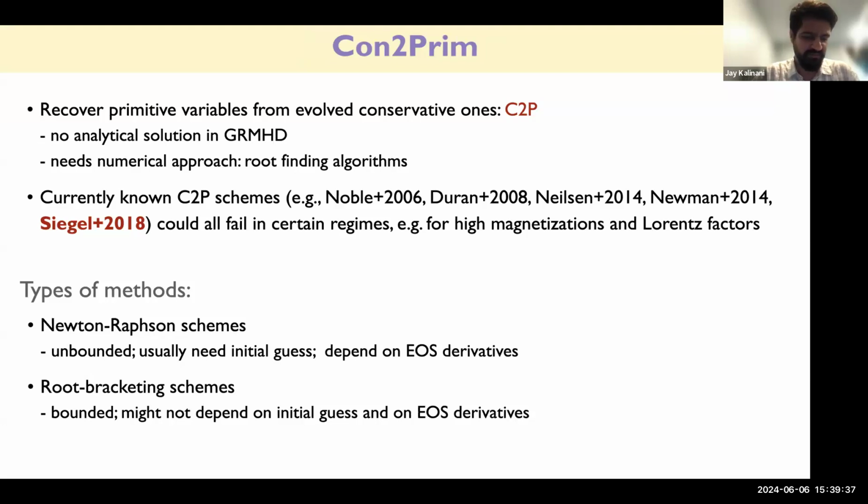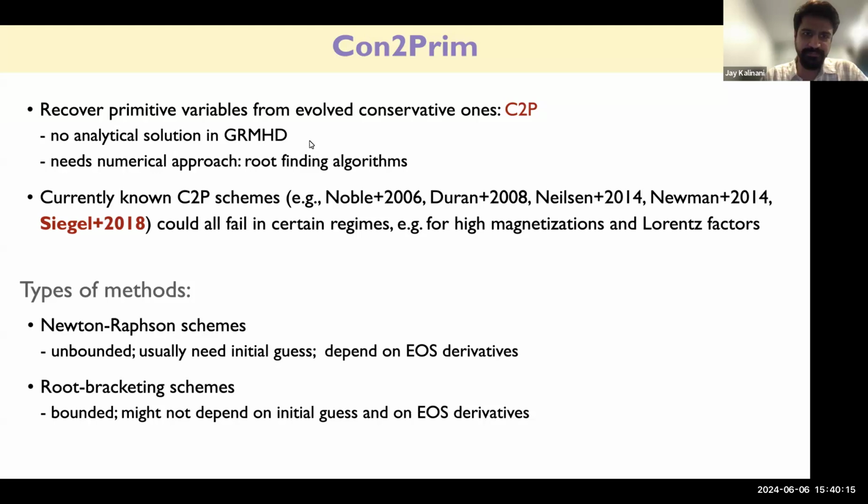Another core element of a GRMHD code is con to prim, which stands for conservative to primitive variable recovery. As I mentioned earlier, you have this prim to con step where you have analytical expressions that compute conserved variables from the primitive ones. But in GRMHD, there is no analytical solution when you want to do the reverse, to compute the primitives from the evolved conserved variables. So one needs to employ numerical techniques, essentially root-finding algorithms.